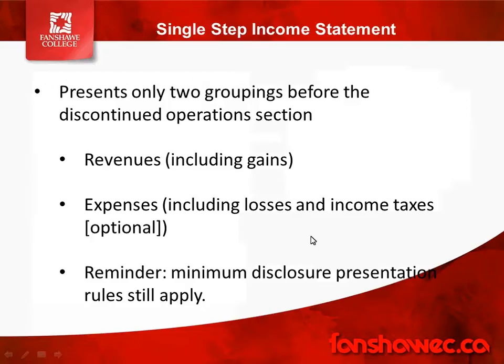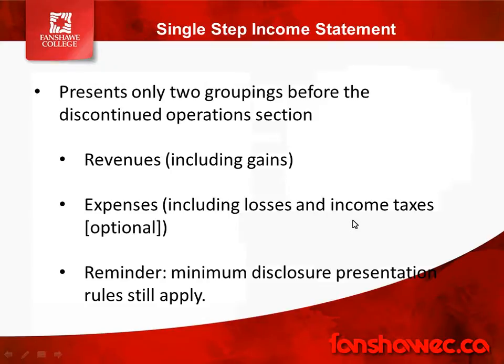Alternatively, you can break your income taxes out separately. So you can show all of your revenues and then a subtotal. You could show all of your expenses and then a second subtotal. So you have total revenues and total expenses. You could subtract your expenses from your revenues to get a net figure, and then if you want, you can subtract your income tax expense from that. And that will get you to your income from continuing operations.